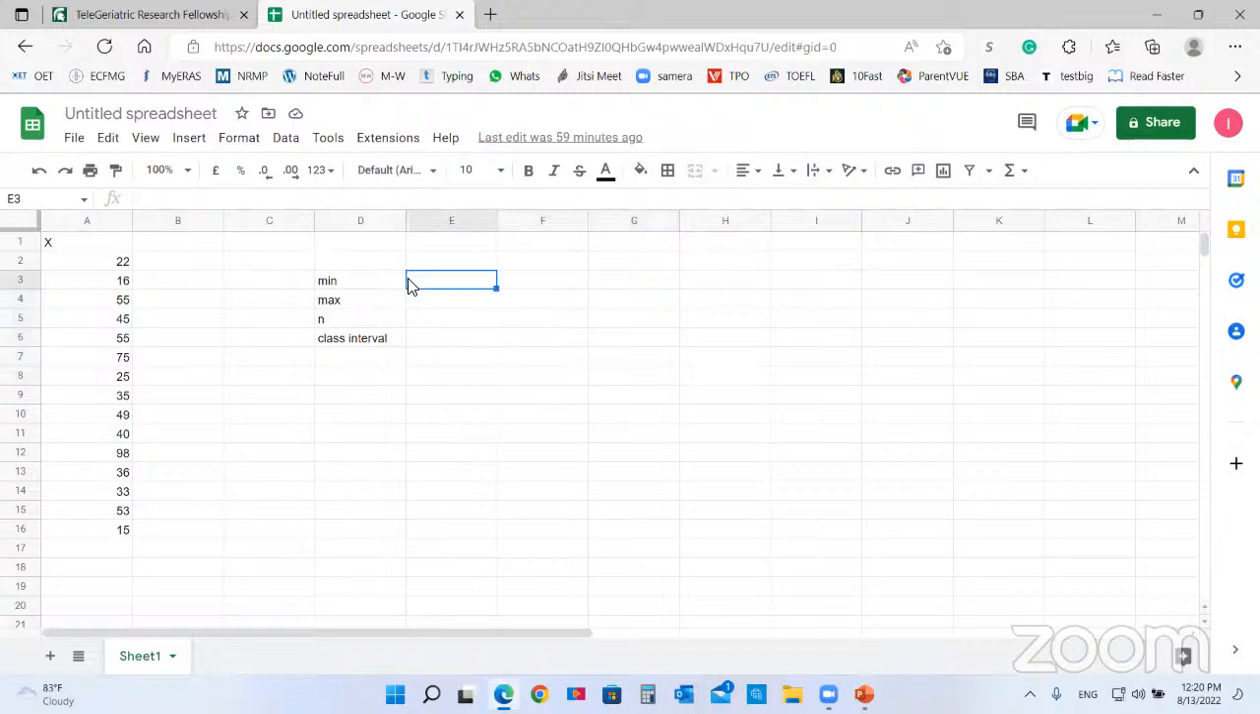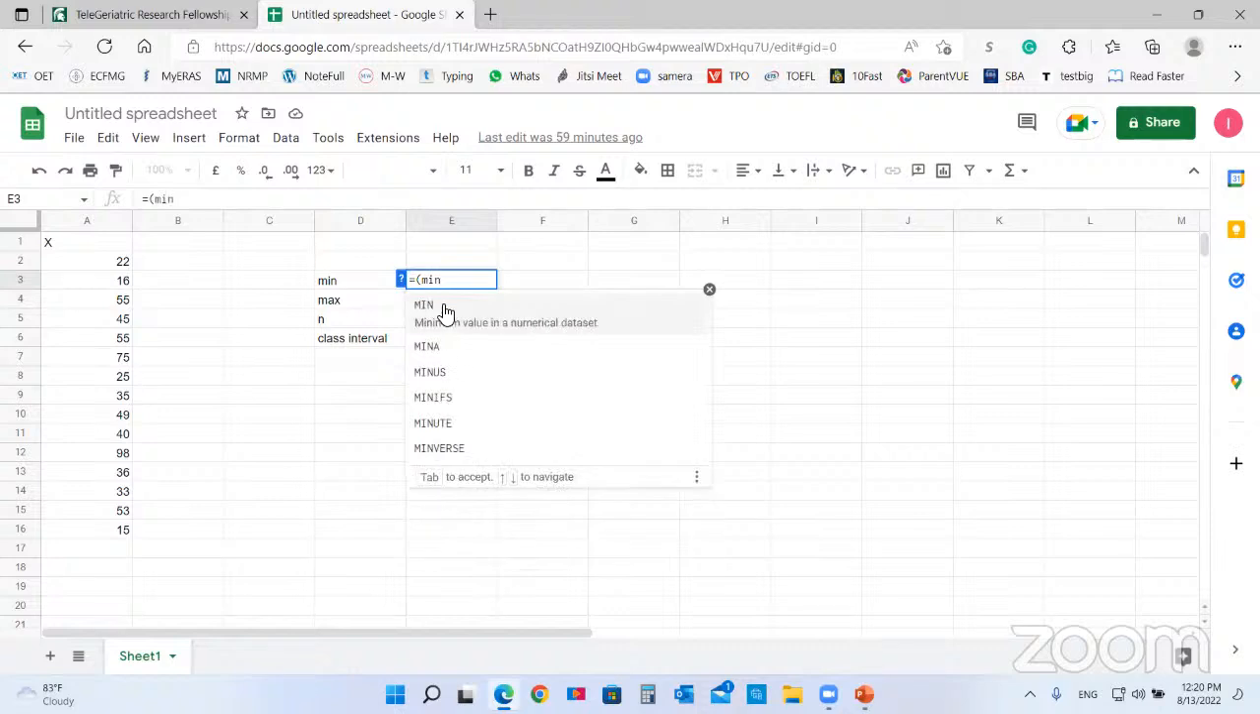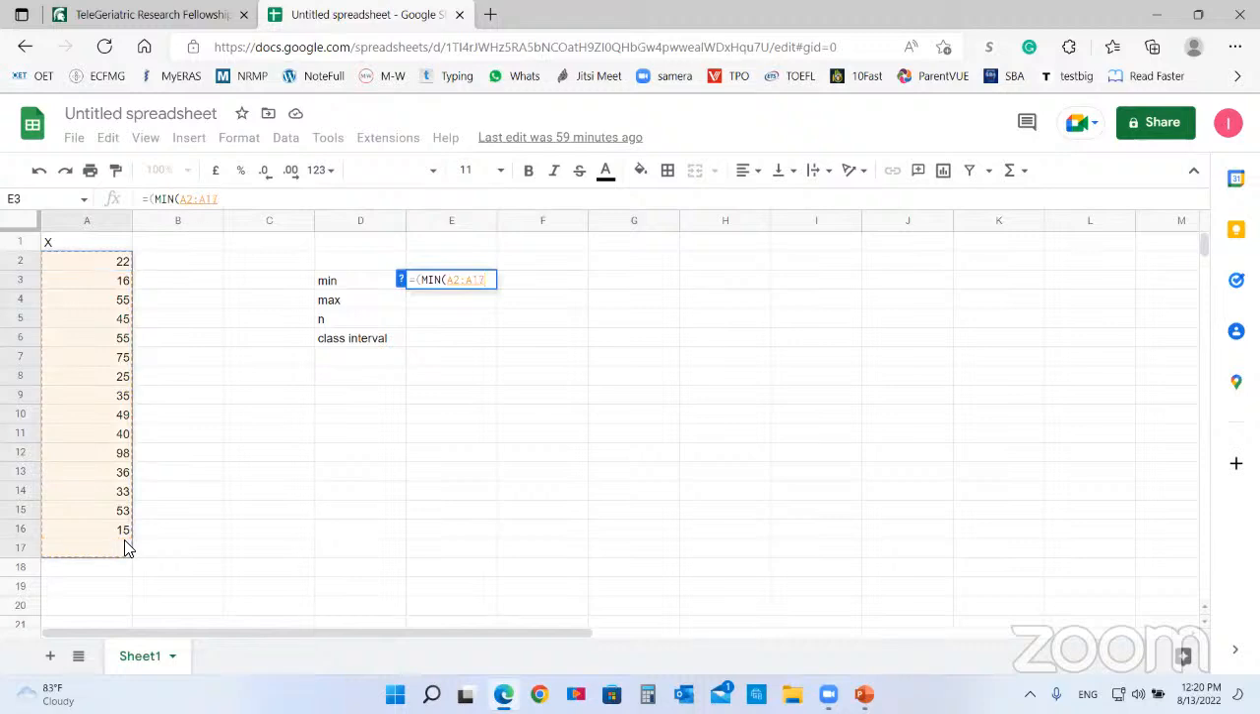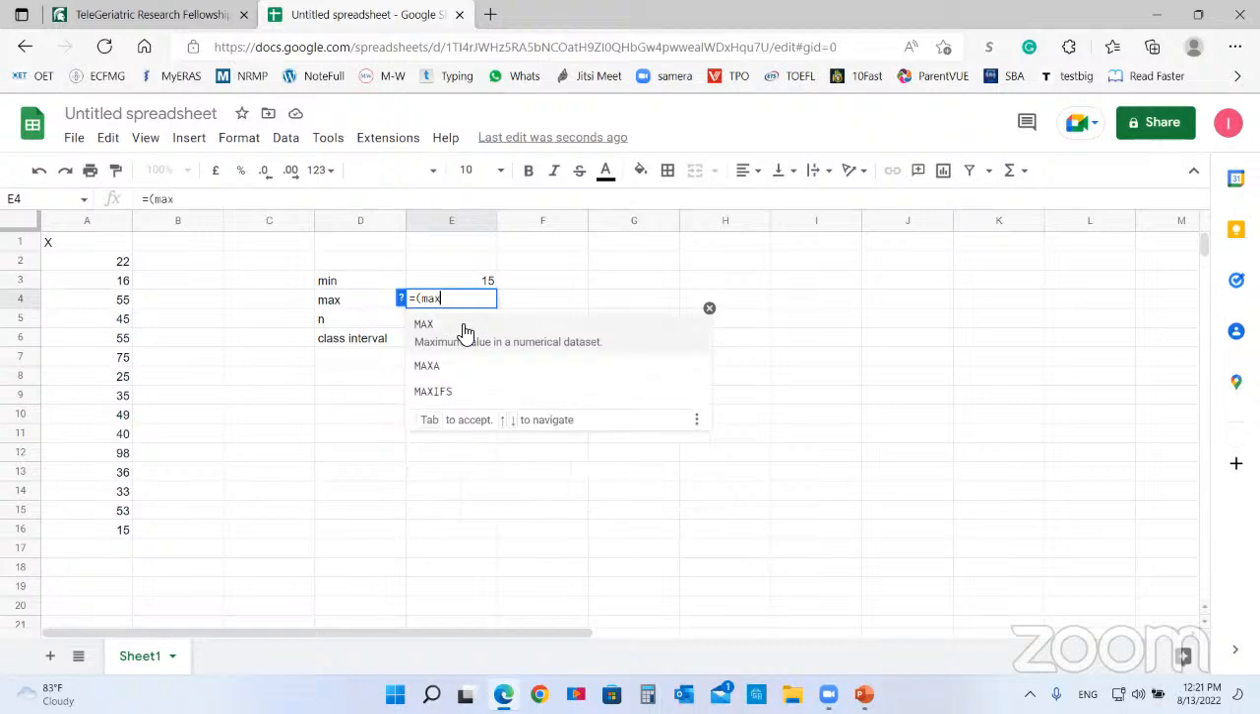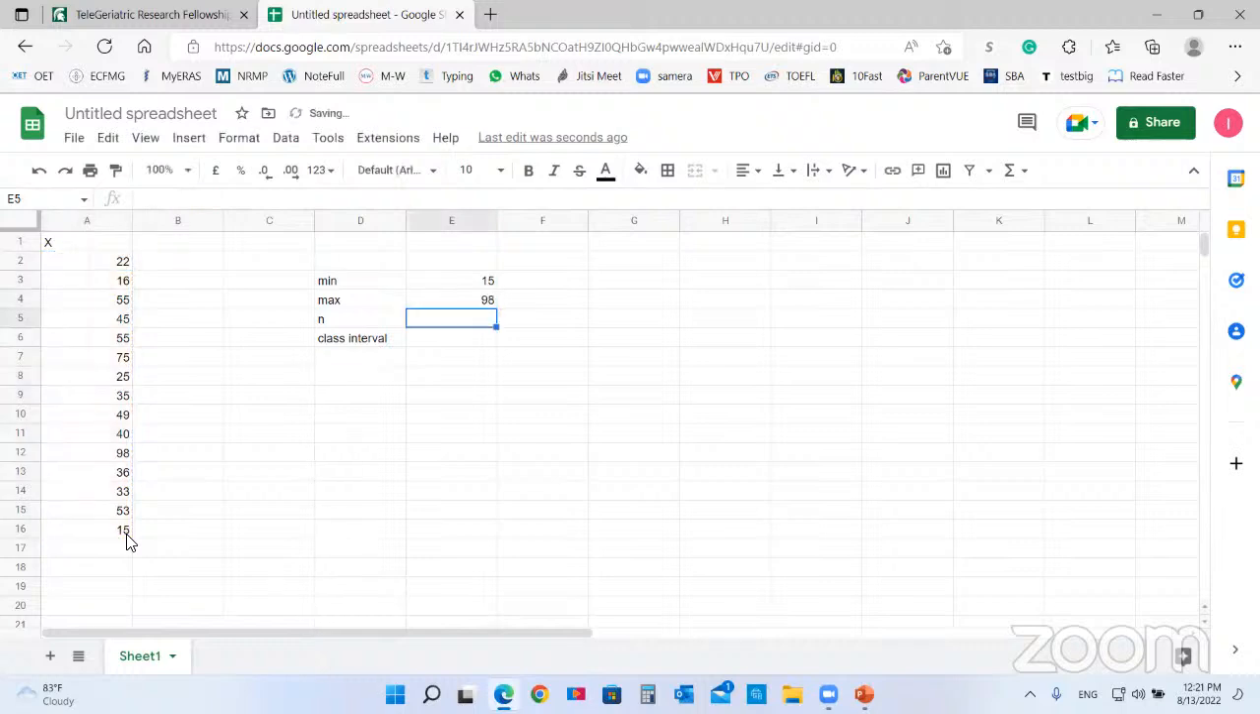You press equal, open bracket, and then type MIN here. Then we highlight our whole data and press enter. So the minimum value is 15. And the maximum value: equal, open bracket, MAX, highlight the data. And here the maximum value is 98.